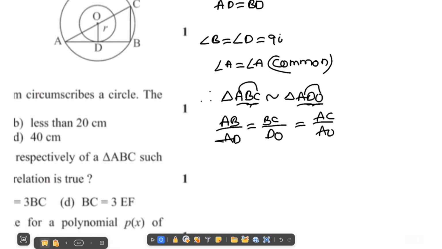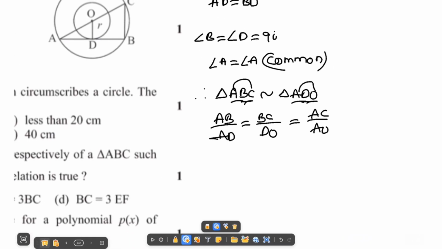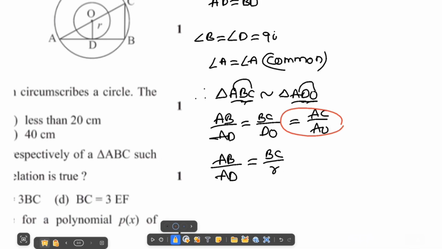So if you apply the values here, what is the AB value? Here we don't know the AB value. AD value also we don't know. Now BC is what we need to find, and DO we know it, it's smaller. So here we don't require this one.